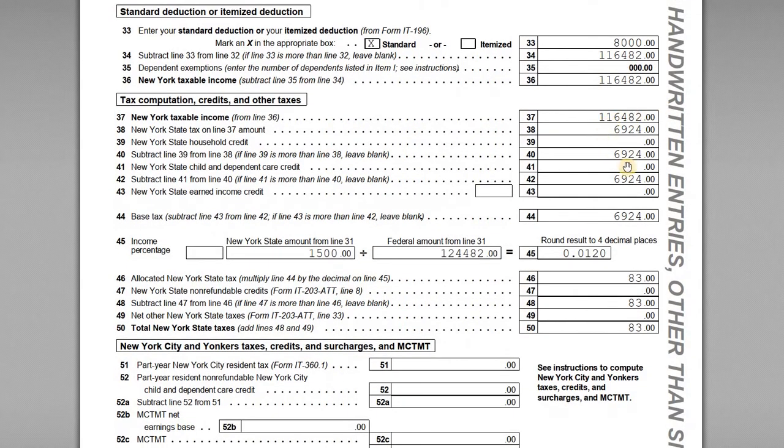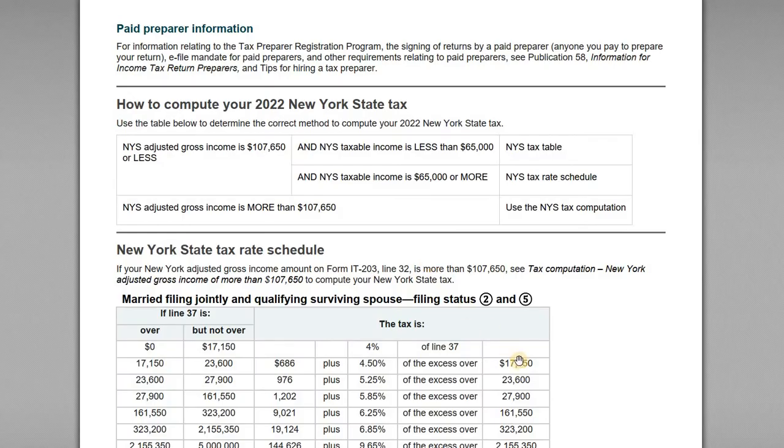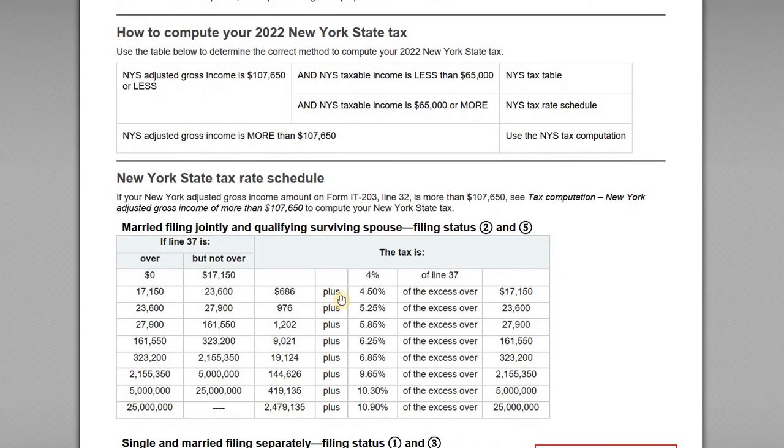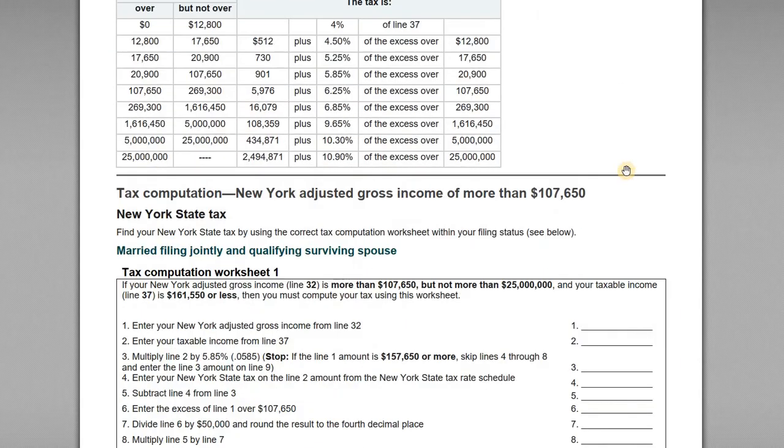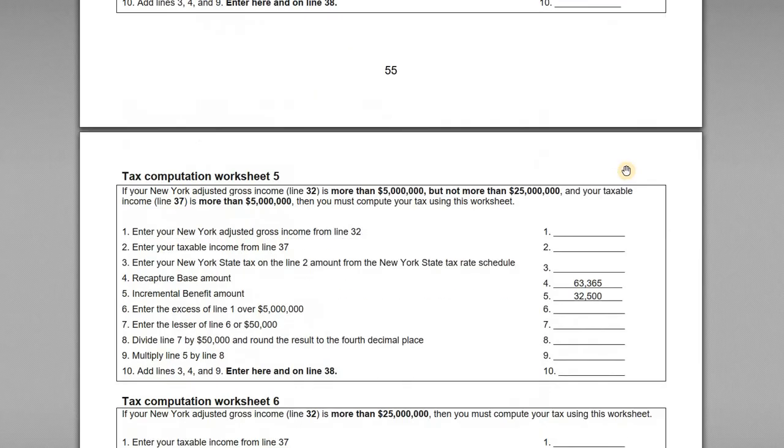So in order to arrive at this value, we've got to look at the tax tables and figure out how much we owe, or how much we would owe, on that $116,482. So if I go to the New York form instructions, we'll start down here where the tax tables are. So if your New York State AGI is more than this 107 figure, you use the New York State tax computation table. So if I scroll down to those tables, we're going to be working in what worksheet here?